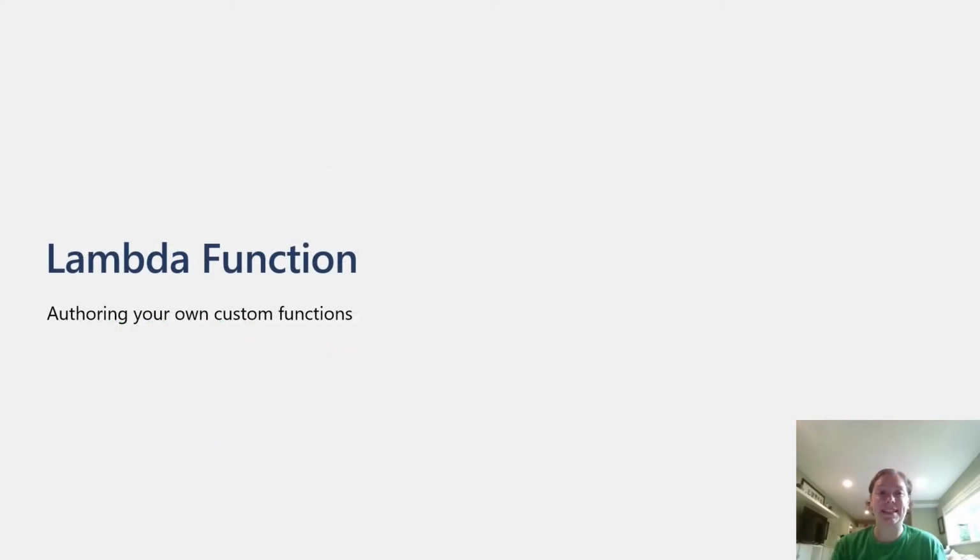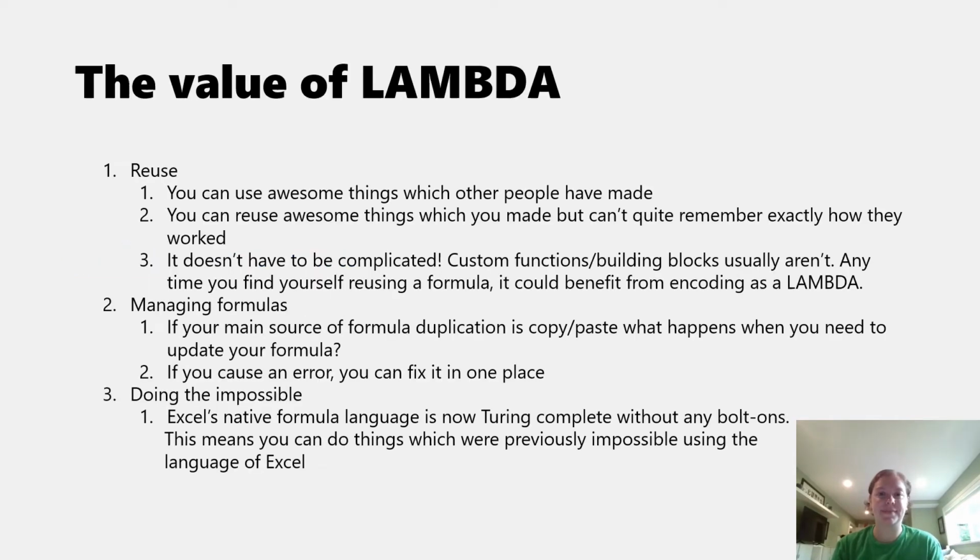Let's talk about lambdas now and how you can use them to author your own custom functions in your workbooks. Lambda is going to give you a few key capabilities that may have been more difficult before. The first is all about reuse, right? You can take something awesome that you or someone else has made and you can use it again and again and again. And you don't even necessarily have to remember how it worked. You just say, hey, this calculates this month's revenue and I can just use it with any month I put into it.